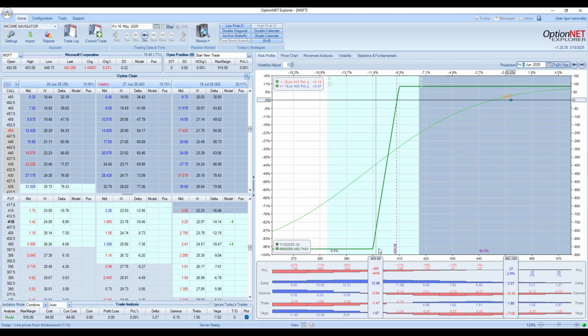Whatever you're going to make on this put is going to go towards your total credit collected, and the amount of credit collected is going to reduce your cost basis of the stock.